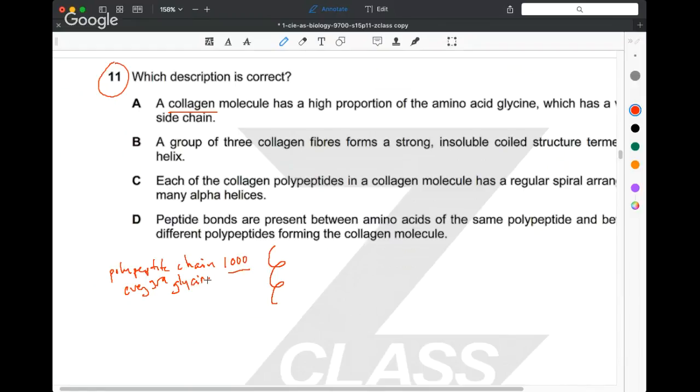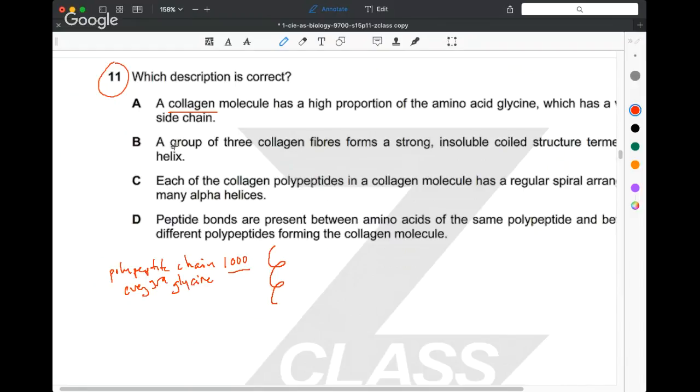Now, if you look up the structure of glycine, as an amino acid, its side chain is kind of not a side chain at all. It's just a hydrogen atom. And so when you have every third amino acid in the chain is an amino acid with no side chain, it means that you don't get a very compact or pulled together helix forming.